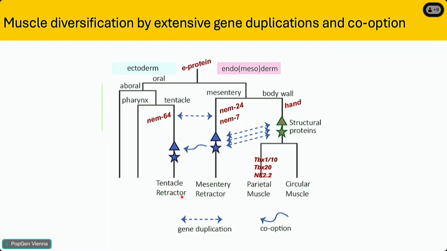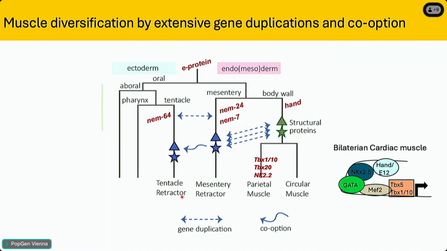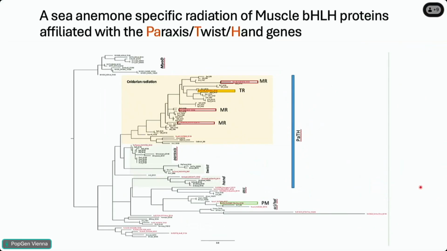Another aspect that I didn't talk much about is that the transcription factor profile of this parietal muscle unites hand, TBX110, TBX20, NKX2.2, and these are actually factors that we do find in the bilaterian cardiac muscle, which is the only one that is really conserved among the muscles, also in bilaterians. So that's quite interesting. One more step, and then I'm almost done.